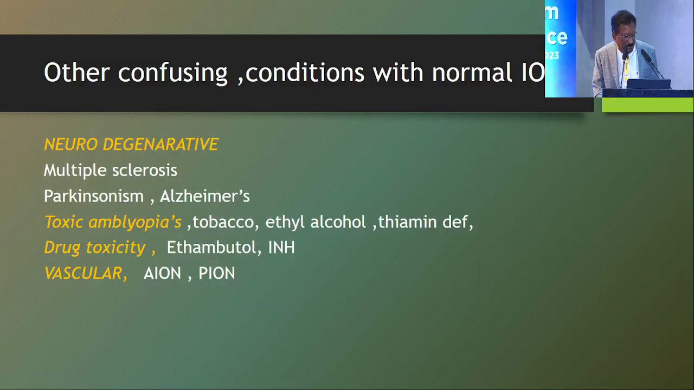Other important things are multiple sclerosis, Parkinsonism, Alzheimer's disease. We all forget about this. And toxic amblyopias like tobacco, ethyl alcohol, thiamine deficiency, and drugs like ethambutol. There are several other drugs, but ethambutol and INH are important. Vascular conditions, AION and PAON, are all confused with glaucoma. They all look like glaucoma, but it is not glaucoma, so we need to think about all these things.